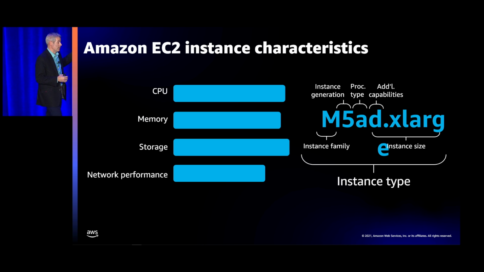So let's deconstruct this example that I put on the screen here. I've seen quite a few of you take some photos of it, but let me try to walk you through it as well. So the first letter in this is the instance family. In this case, this is the M family, which is our general purpose compute family. The second letter here is our instance generation. In my example here, this is the 5th generation processor. So you understand where you are in the generation selection.